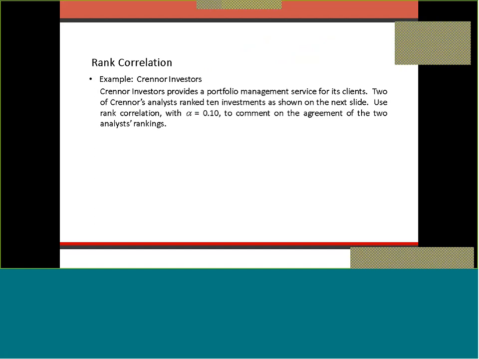So I'm giving you a question. Crenner Investors provide a portfolio management service for its clients. Two of Crenner's analysts rank 10 investments as shown on the next slide. Use rank correlation with alpha equal to 0.10 to comment on the agreement of the two analysts' rankings.